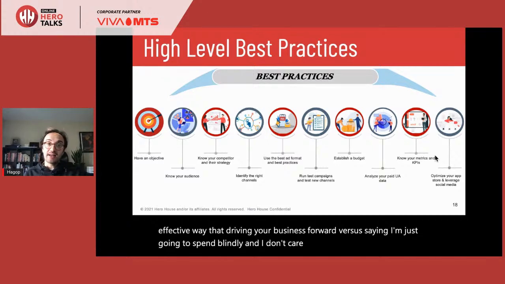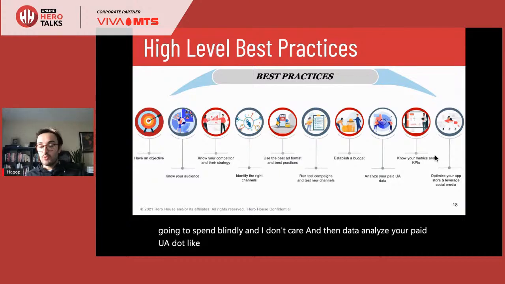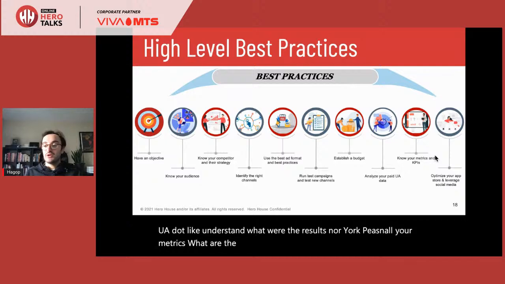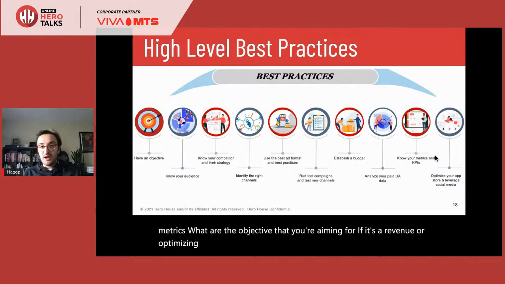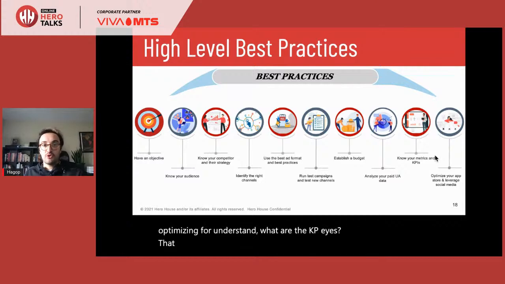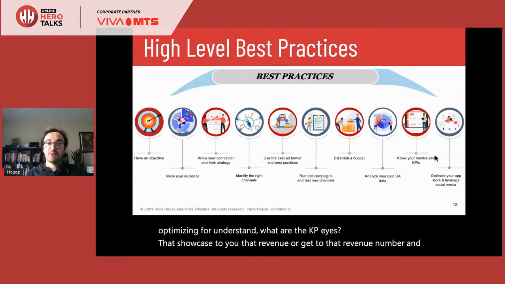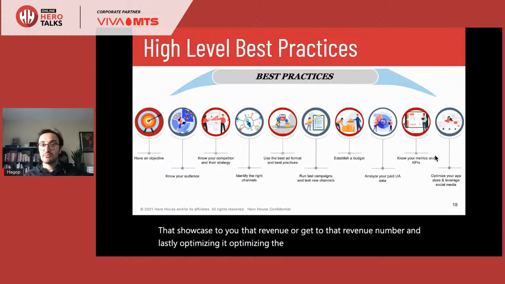And then data: analyze your paid UA data. Understand what the results were, know your KPIs, know your metrics, and what objective you're aiming for. If it's revenue you're optimizing for, understand what KPIs showcase that revenue or get you that revenue number. And lastly, optimizing the app store and leveraging social media, which is your organic part of it.